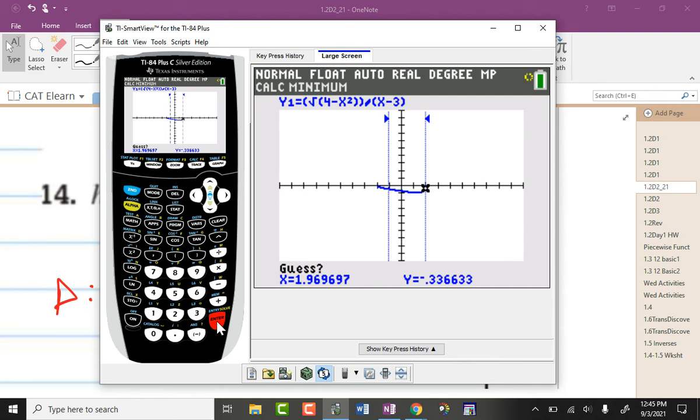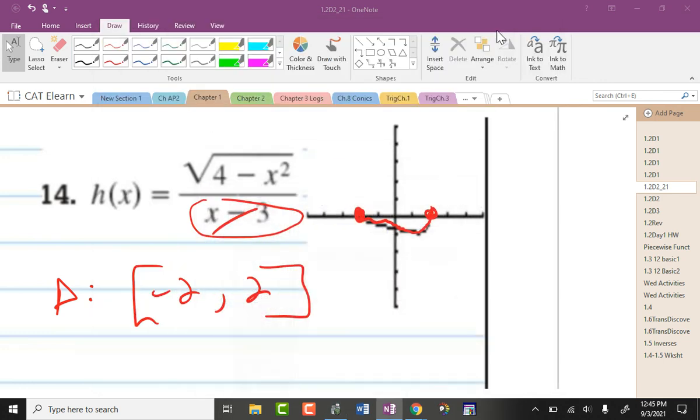Enter, and then look at my arrows. Guess is stupid, and then there it is. All right, what do I want? The x or the y? This is range. What do I want? The y. Okay, and then that's the lowest point. Negative 0.894. I'll go 3 decimal places just to be special.